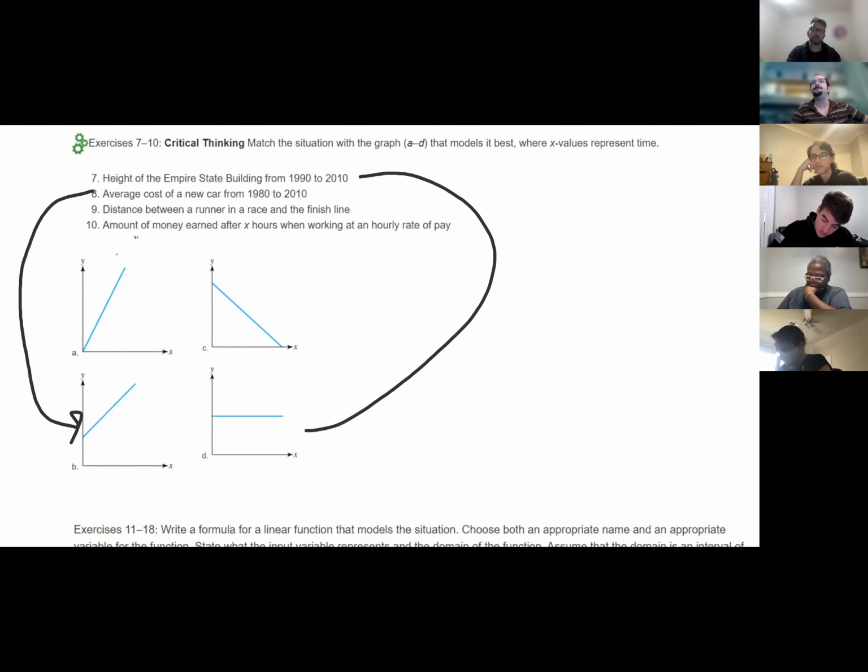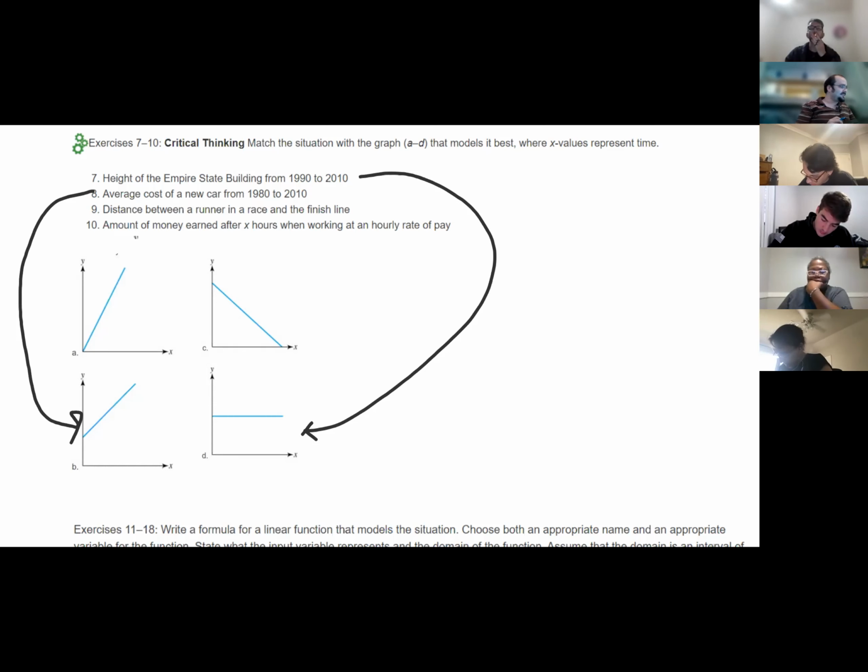Why not A? Because A starts where? At 0, and that would imply a car is free. I don't think they're giving them away. I've fallen for that ad one too many times now. They're not giving away free cars.